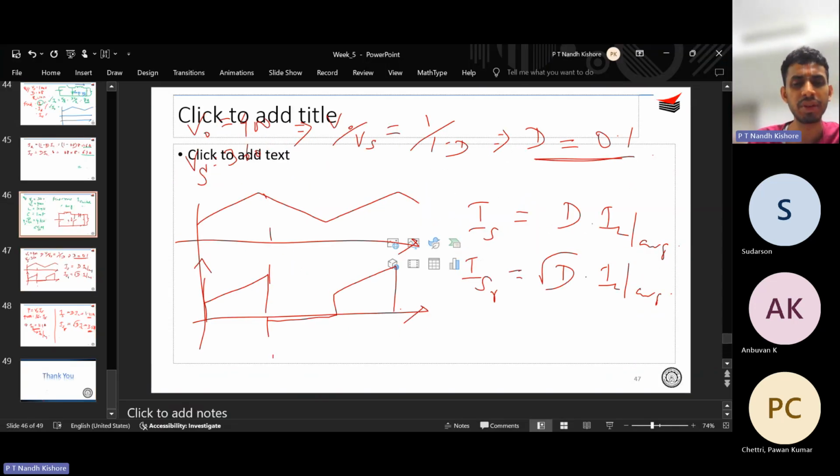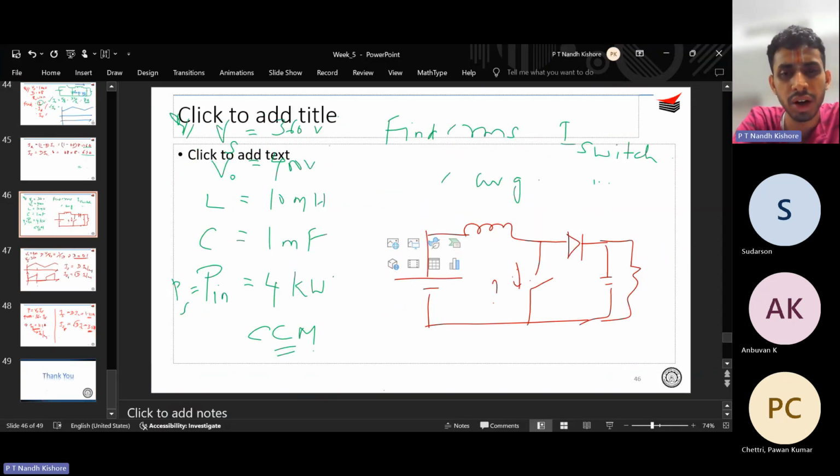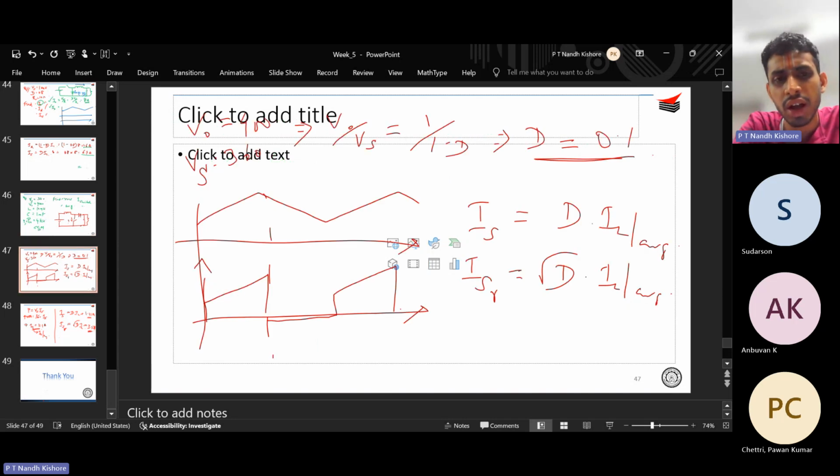So this question was simple, just a boost converter. If we wanted you to find out the RMS value of the switch current and the average value of the switch current, just relate it with the inductor current. Yeah, D is equal to 0.1 is very less.